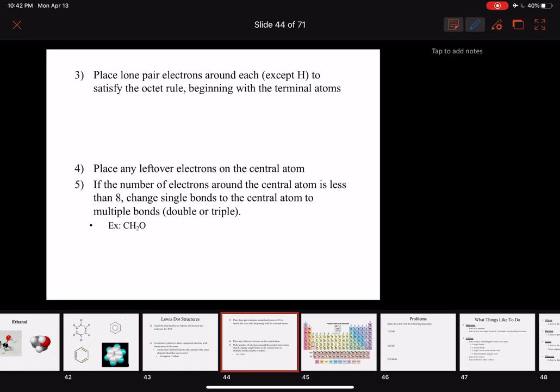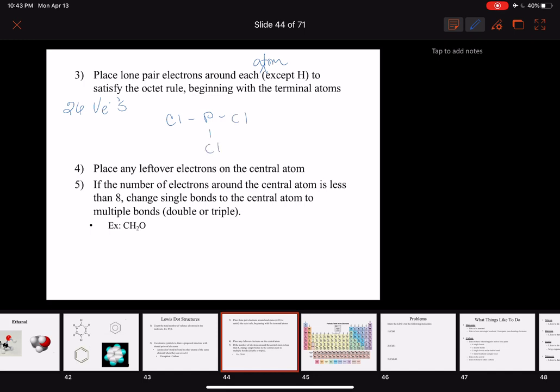Number 3 says place lone pair electrons around each, and that should say atom, except hydrogen, to satisfy the octet rule beginning with the terminal atoms. Now remember, the octet rule says that all of our atoms want to have 8 valence electrons, except for hydrogen and helium. Those two want to have a duet, which means they want 2. From the previous slide, we have 26 valence electrons available for our structure, and our basic structure that we drew was this.